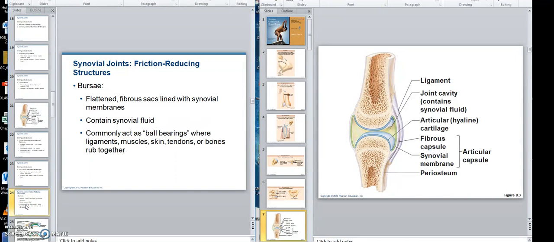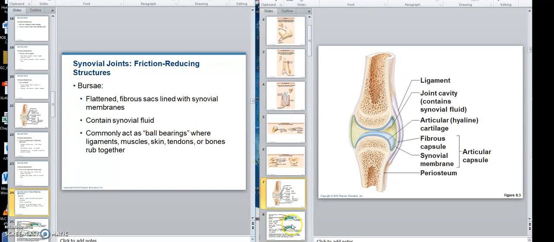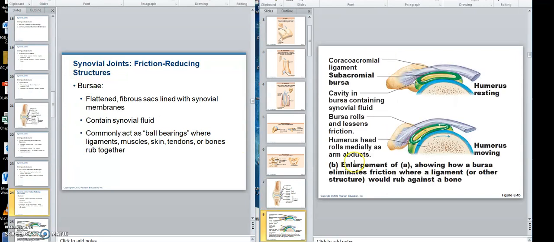A bursa is a sac. It's a flattened sac with synovial membranes. It's lined with, contains synovial fluid. This is some extra when you have a bursa. Let me show you. The kind of cushion. See, you've heard of bursitis, tennis elbow. In areas of high friction, you get these. You develop these bursa as a cushion bag, we'll call it.